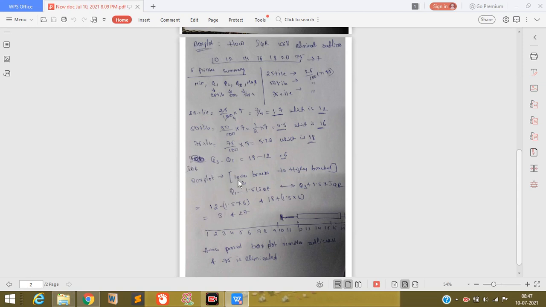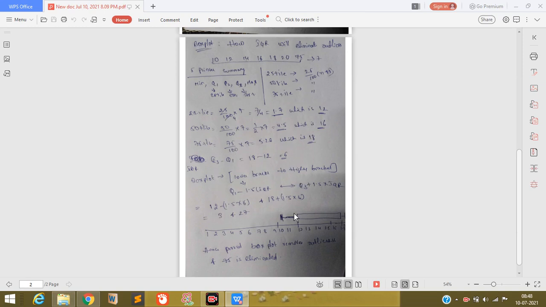For the box plot, you need to make this box, so you need this point and this point. What is this point? This is Q1 and this is Q3. Sorry, I forgot to name them here. The lower bracket is Q1 minus 1.5 into IQR, and the upper bracket is Q3 plus 1.5 into IQR. So IQR is Q3 minus Q1. Q3, the 75th percentile, is 18, and Q1, the 25th percentile, is 12. The difference we got is 6.